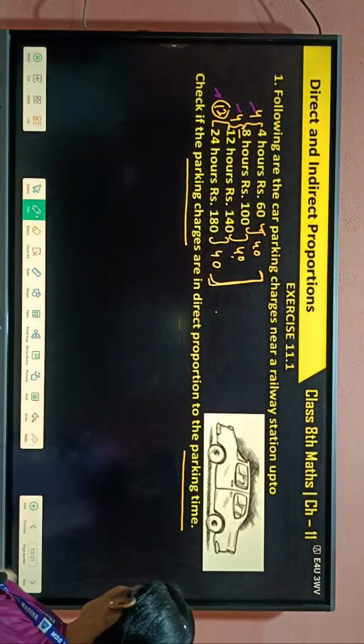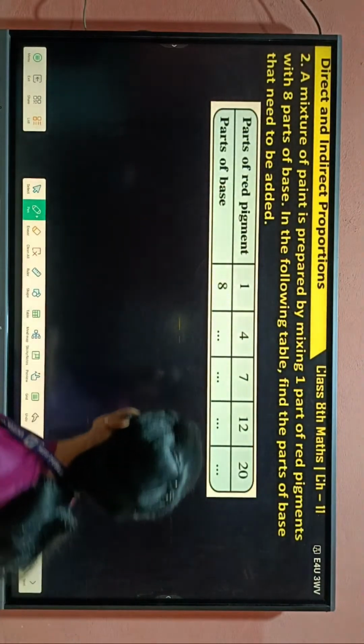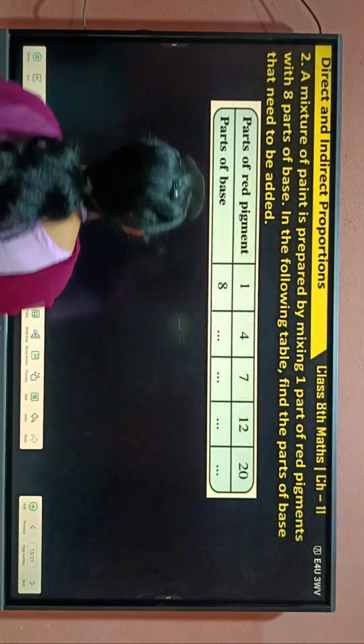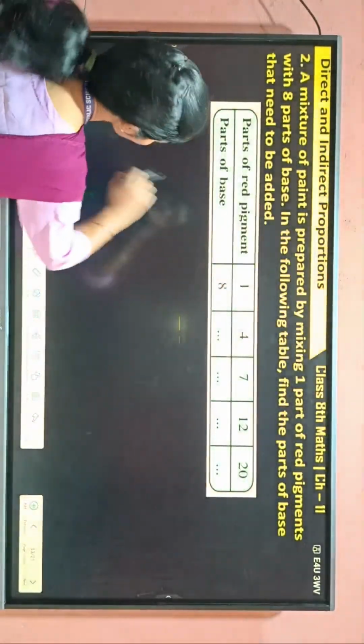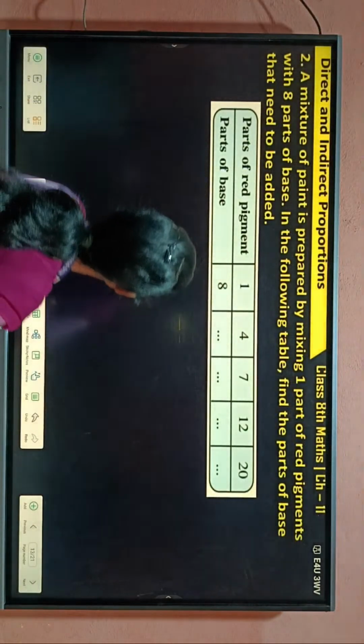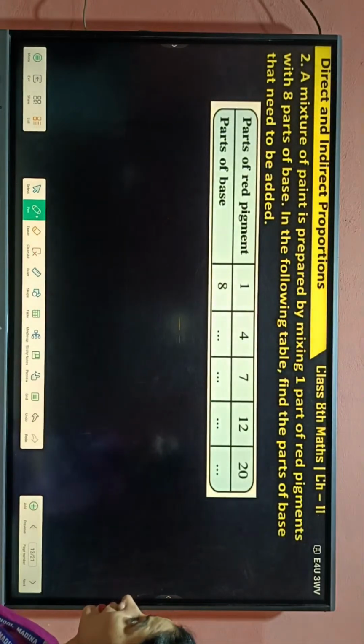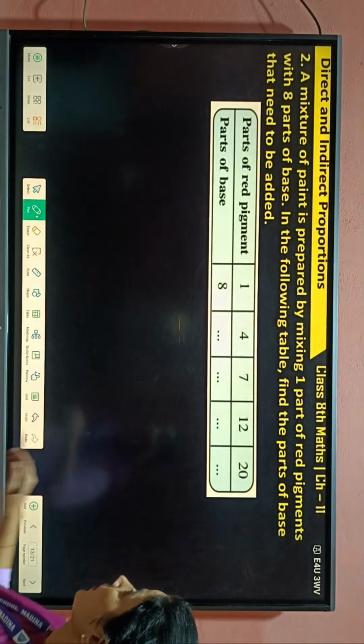Next, what is next? A mixture of paint is prepared by mixing 1 part of red pigment with 8 parts of base. This is parts of base. In the following table, find the parts of base that need to be added.